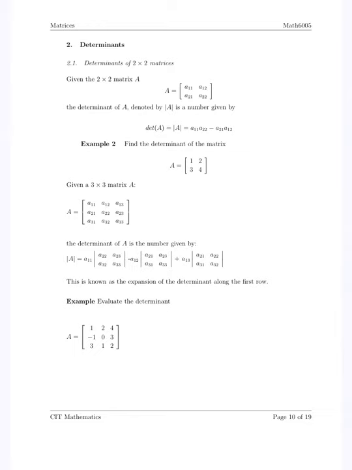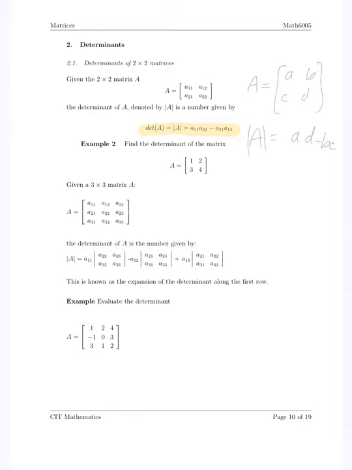So, the determinant of matrix A, written as det A, or A with two bars around it, for a 2 by 2 matrix is easy to calculate. The formula is given here. Let's say matrix A was equal to [a b; c d]. Then the determinant of A would be equal to ad minus bc.